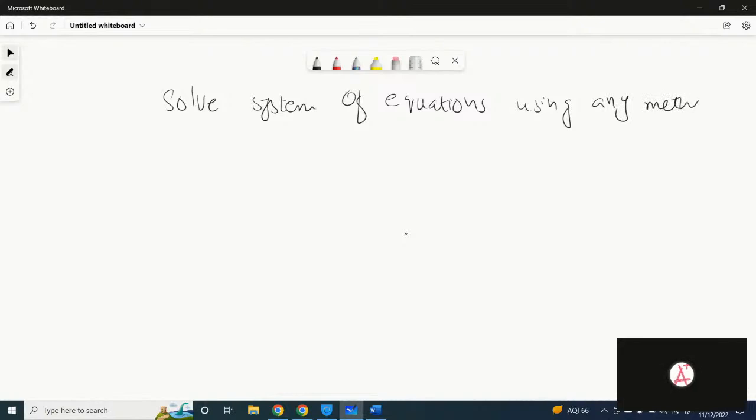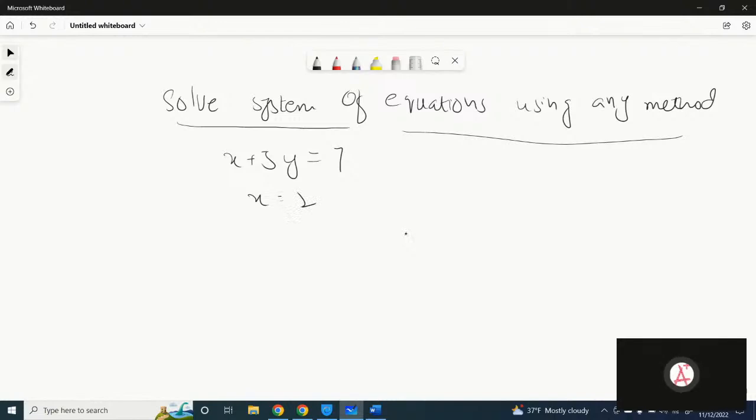Okay, let's start with the example. So the first one is x plus 5y equals 7 and x equals 2. So you can use any of the methods, either the substitution method, or the elimination method, or the augmented matrices method. So we're going to start with the easiest one.